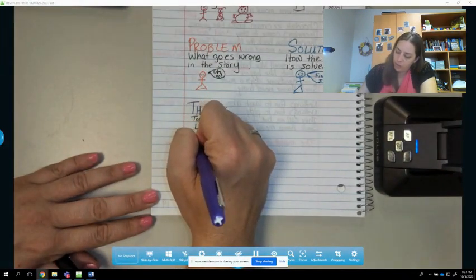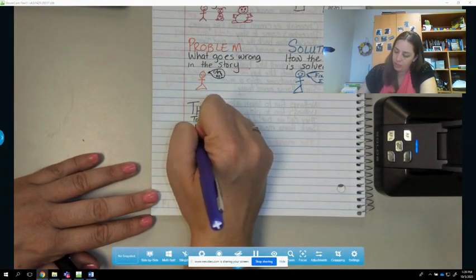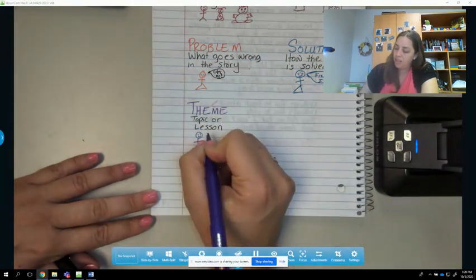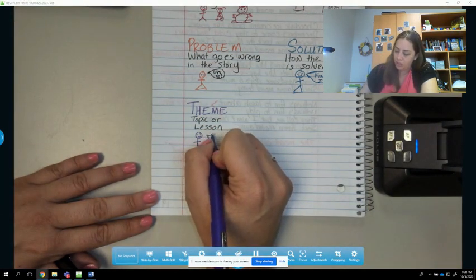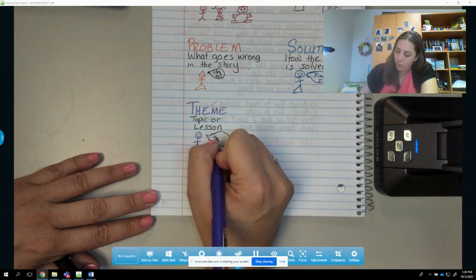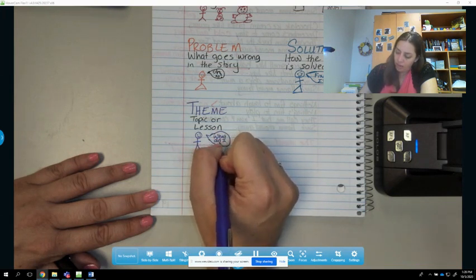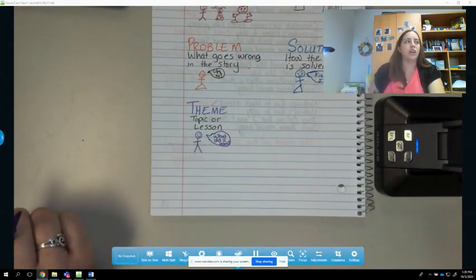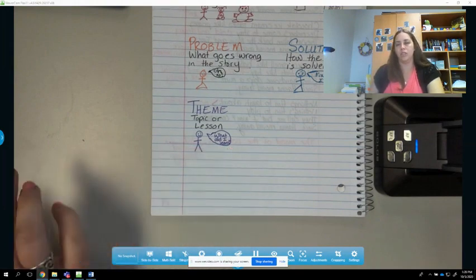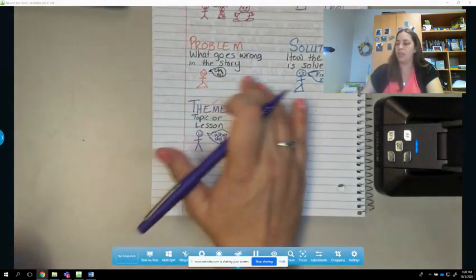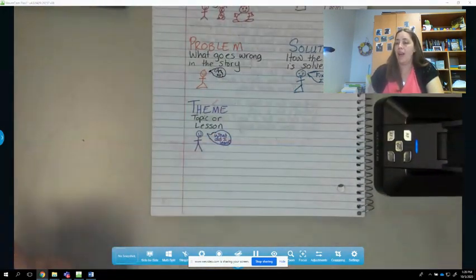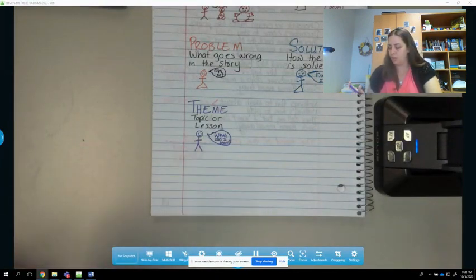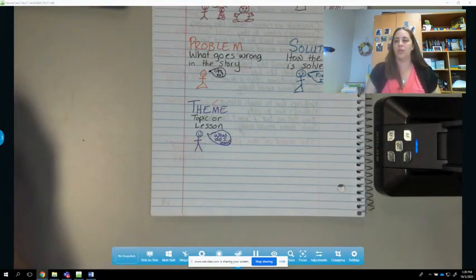So here we have our person without their skirt and the two legs, and they're smiling, and they're going to ask the question, what did I learn? So what did I learn? What was the lesson that the characters learned as they solved the problem and got to their solution? And that is generally what your theme is going to be when you're in a story.